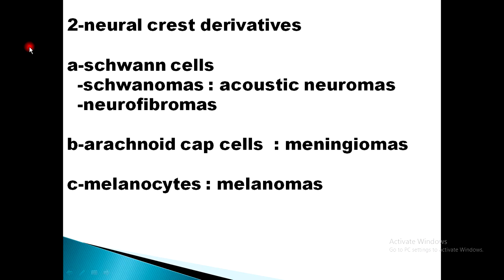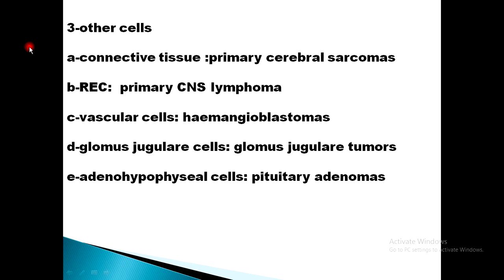Now, besides the neural tube and the neural crest derivatives, we have other types of cells. First, the connective tissue gives rise to primary cerebral sarcomas, and the reticuloendothelial cells give rise to primary CNS lymphoma. We have the vascular cells giving rise to hemangioblastomas, the glomus jugulare cells giving rise to glomus jugulare tumors, and the adenohypophyseal cells, which give rise to pituitary adenomas. Of course, the adenohypophyseal cells mean the pituitary gland, and these are usually benign tumors.